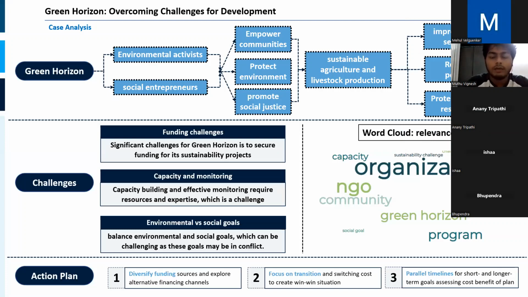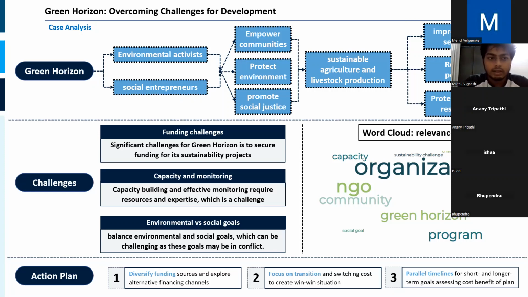in this slide, we are going to analyze the case. We have been given an NGO, Green Horizon. It is an NGO started by environmental activists and social entrepreneurs in 2008. The main mission is to empower rural communities in developing countries by promoting sustainable agriculture and livestock production. There are mainly three challenges: funding challenges, capacity and monitoring, and environmental versus social goals.